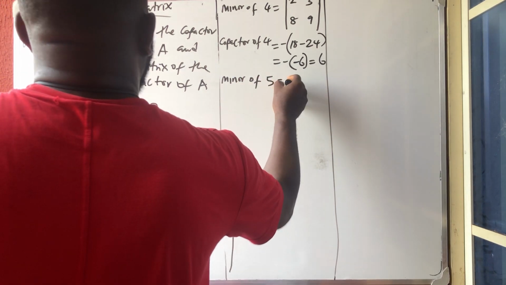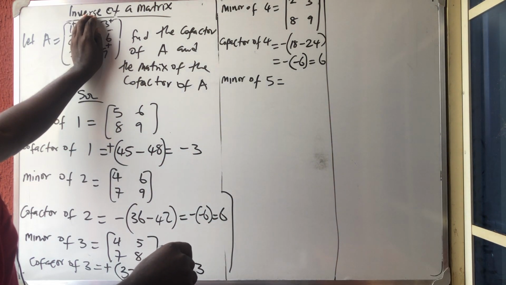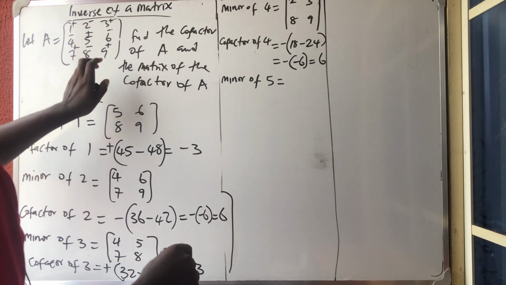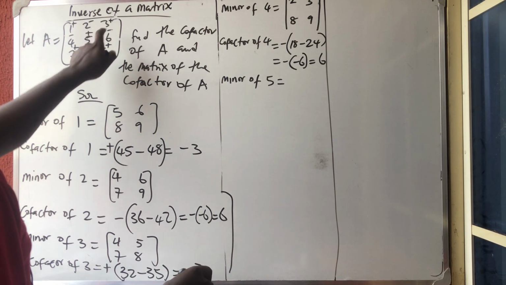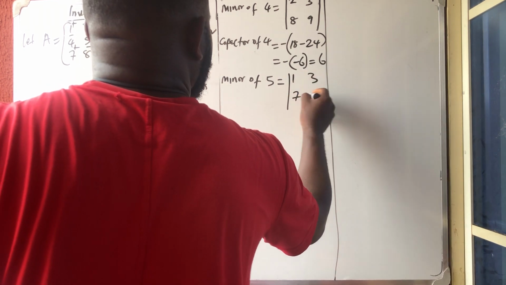5. Minor of 5. Remember that 5 is positive, but that's not my interest. My interest is covering here and covering here, covering the row and column. So I'm left with 1, 3, 7, and 9.